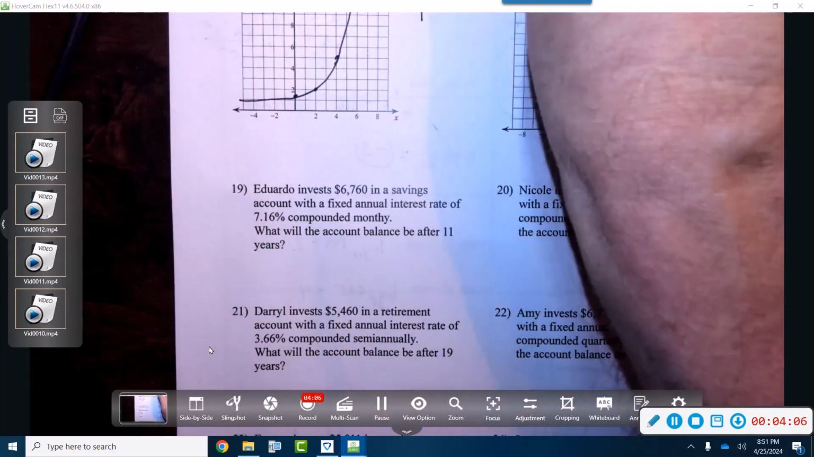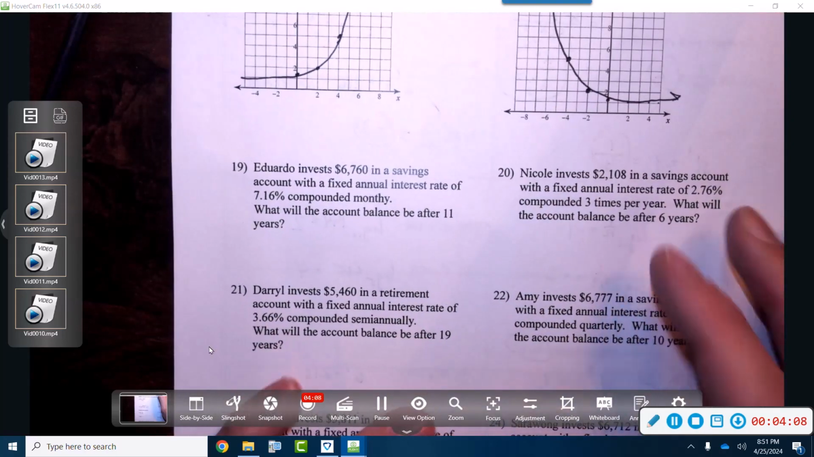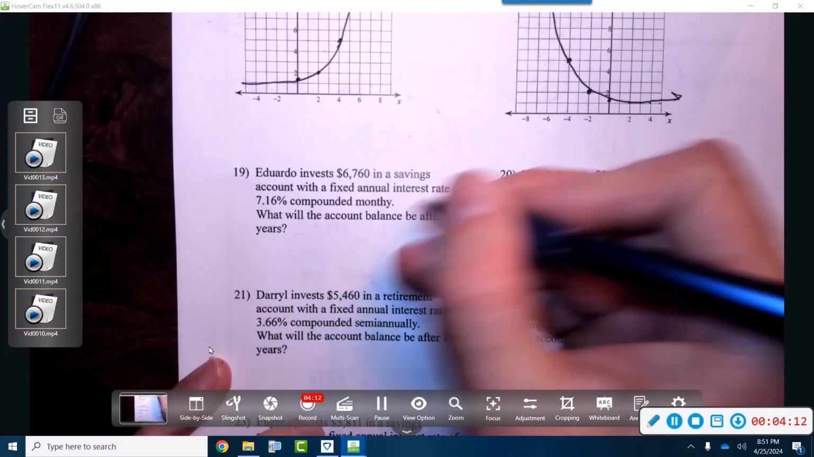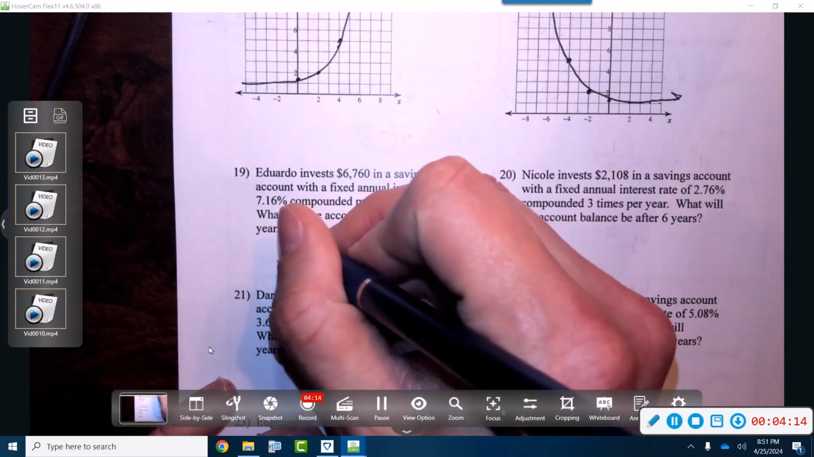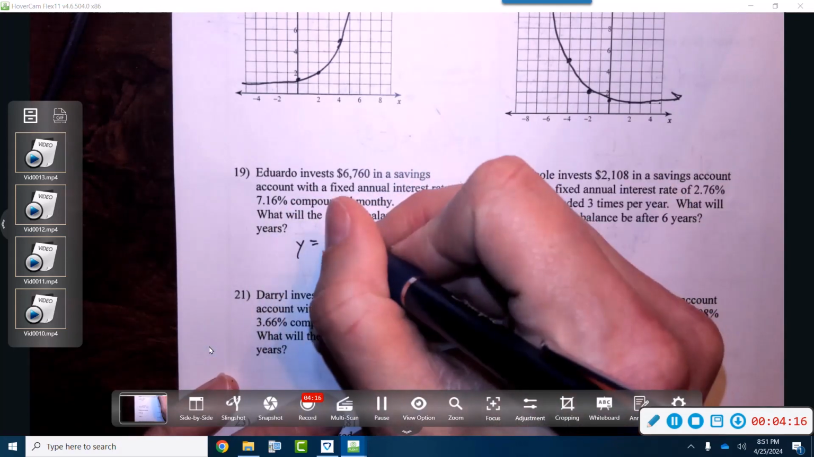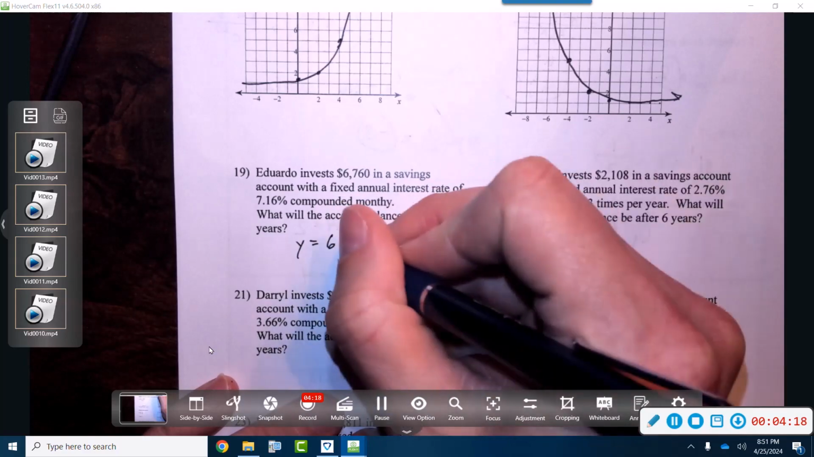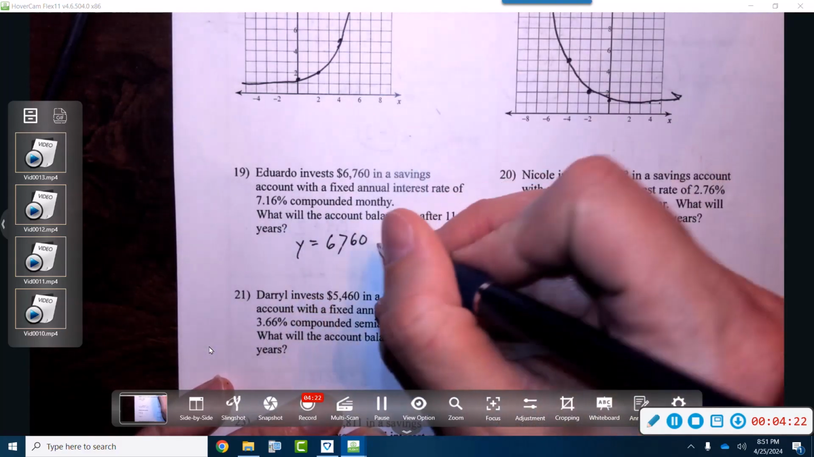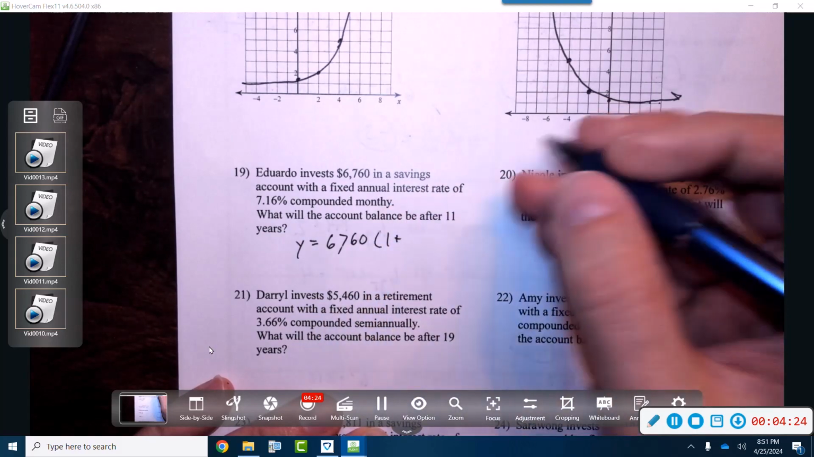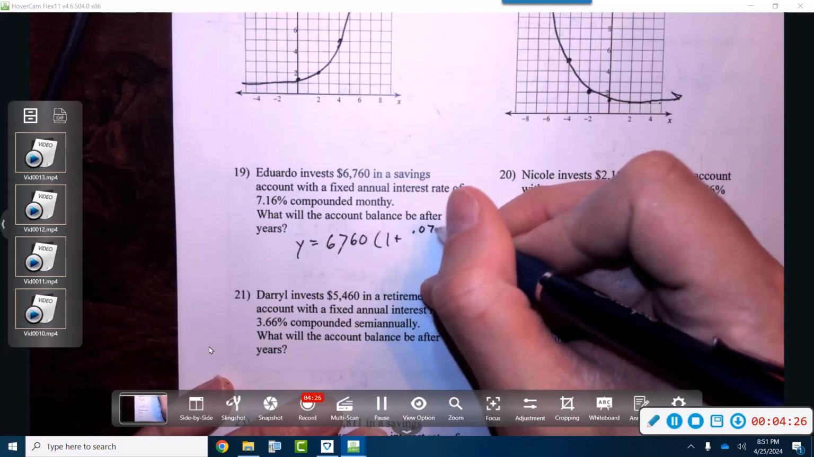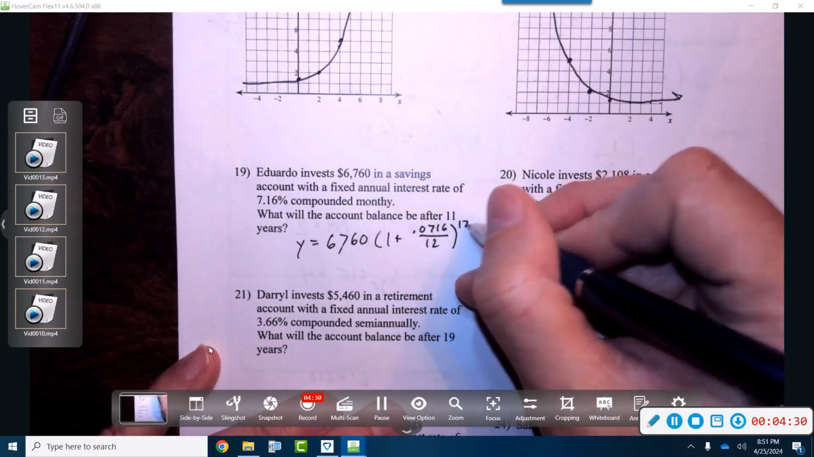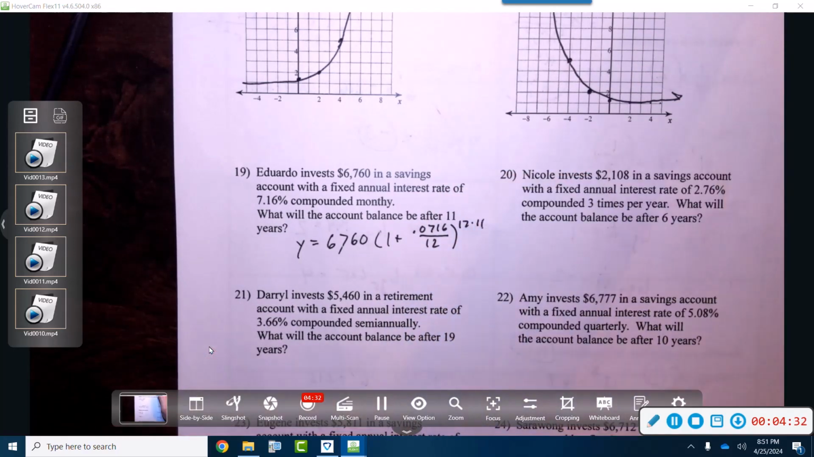All right, now these guys are definitely calculator problems, and it looks like we've just got some investments here. Y is going to equal 6,000 in savings, put in there with a fixed annual interest rate. It's compounded monthly, so that means we're going to have 0.0716 over 12, and we're going to keep that in there for 11 years. So it's just the setup.